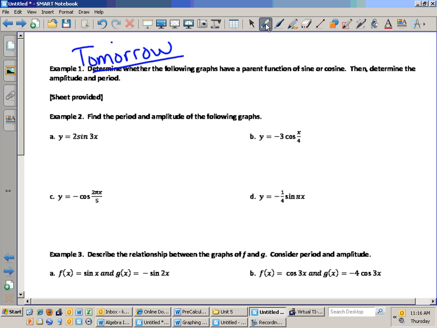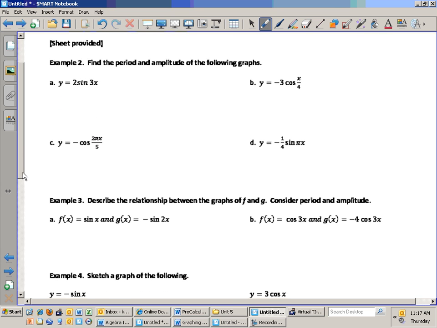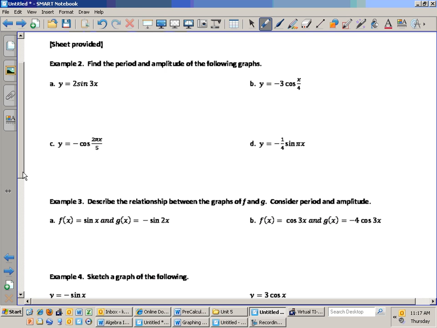Tomorrow we'll do example 1 where I'll be providing you a sheet to talk about period and amplitude a little bit more to help your mind a little bit. You will have an assignment tomorrow. You will not have an assignment today. Today we just want to work through about 6 examples here and figure out where we're at. And we start here. Find the period and amplitude of the following graphs.